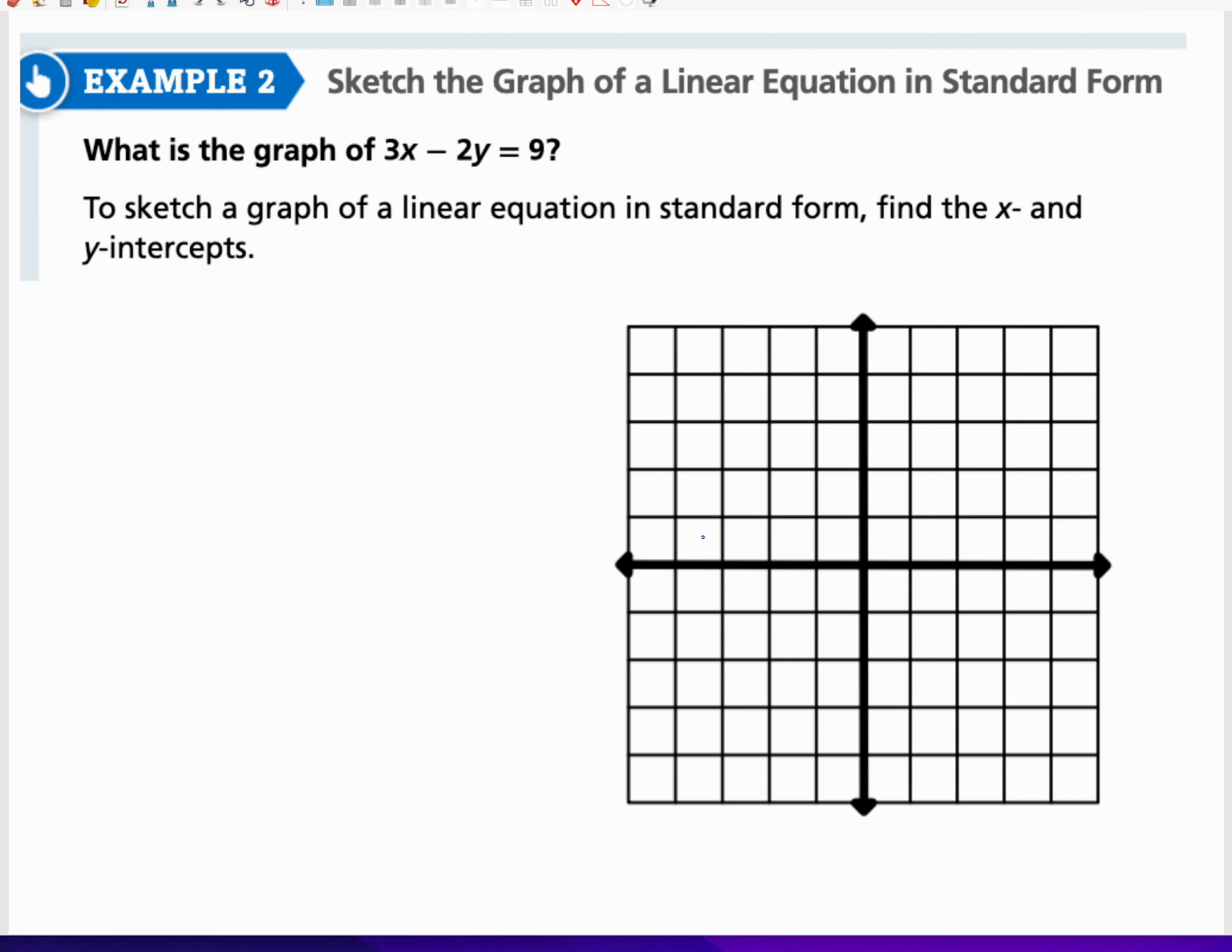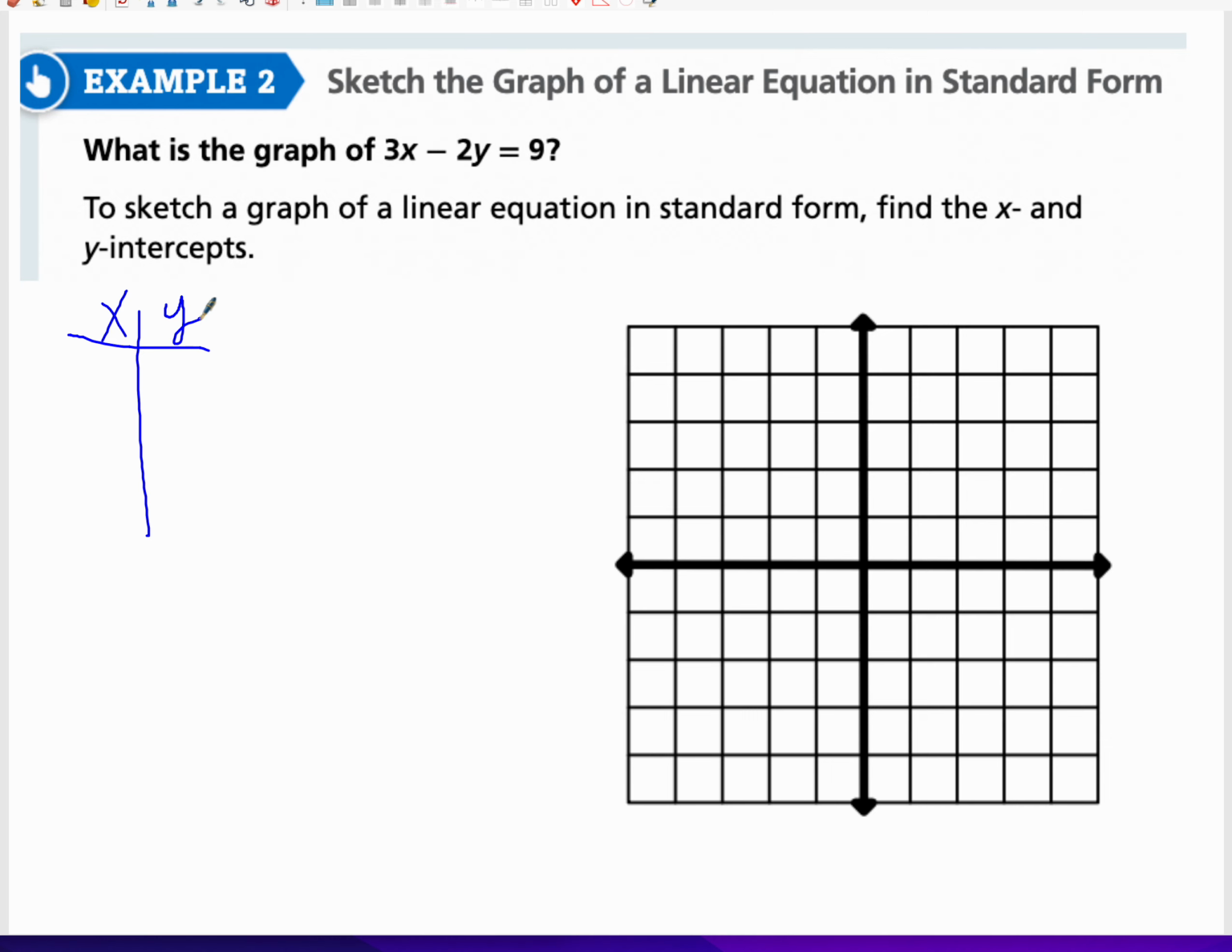Okay, what is the graph of 3x minus 2y equals 9? To sketch a graph of a linear equation in standard form, find the x and y intercepts. So, x and y intercepts, guys, is super simple. I usually do it with a simple little t-chart.